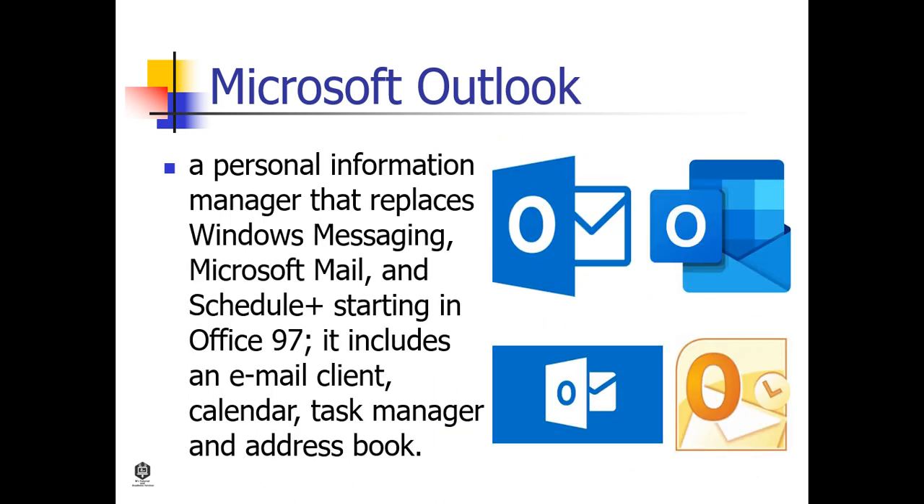While Microsoft Outlook, not to be confused with Outlook Express, Outlook.com, or Outlook on the web, is a personal information manager that replaces Windows Messaging, Microsoft Mail, and Schedule Plus, starting in Office 97. It includes an email client, calendar, task manager, and address book.